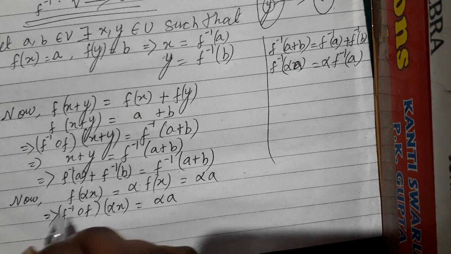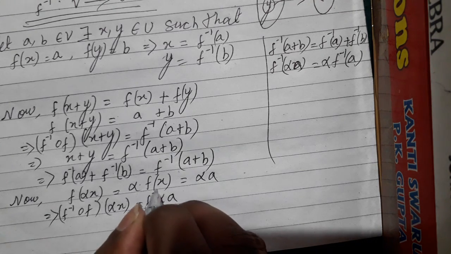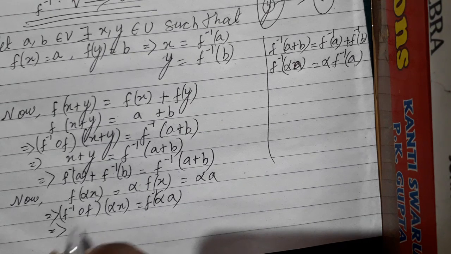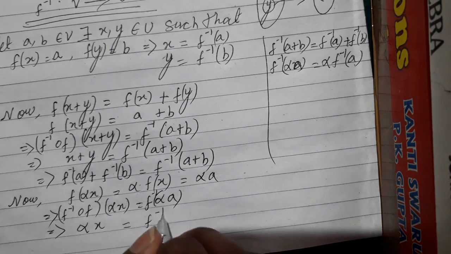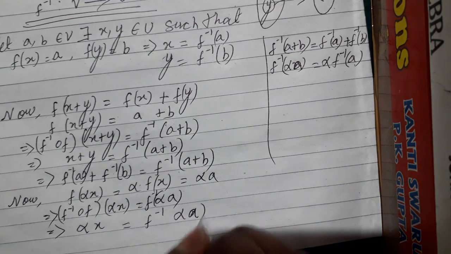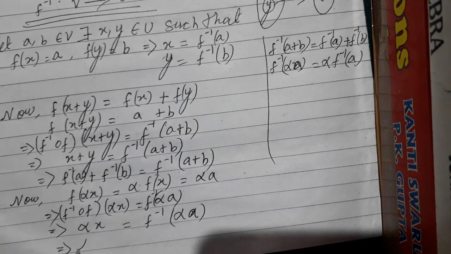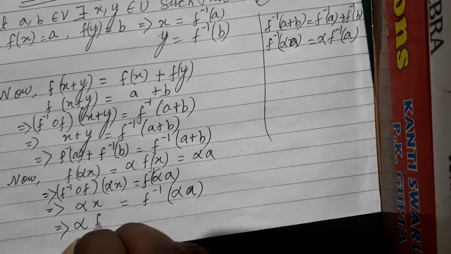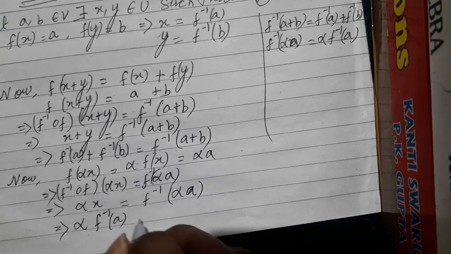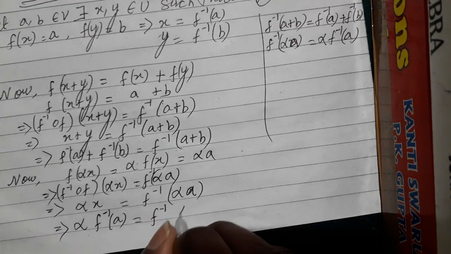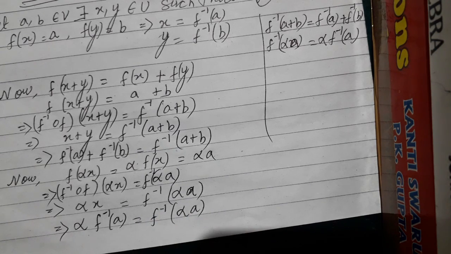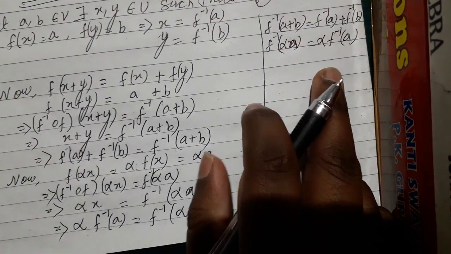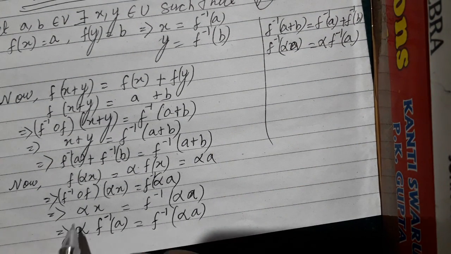Now I'm applying f inverse to both sides. So we get f inverse of alpha a. So this is your identity, and this we get as alpha x, which is equal to f inverse alpha a. Alpha x is what? x is nothing but f inverse a, which is equal to f inverse alpha a. So we also proved the second condition. So f is a vector space homomorphism, or a linear transformation.